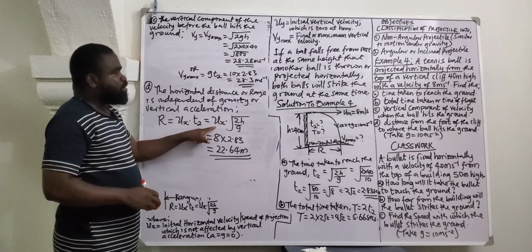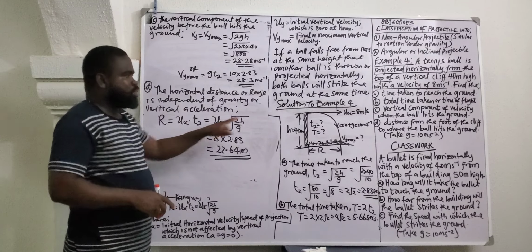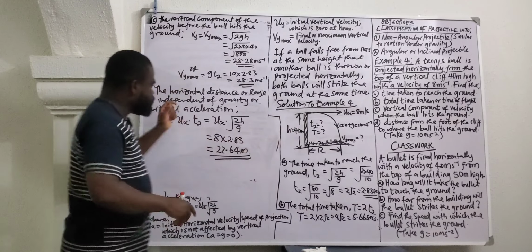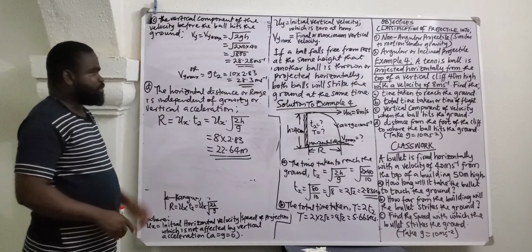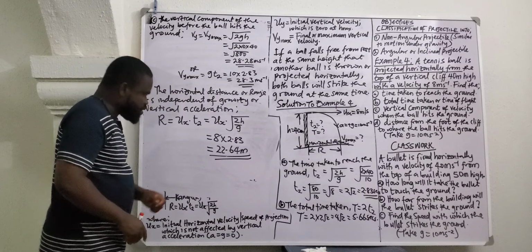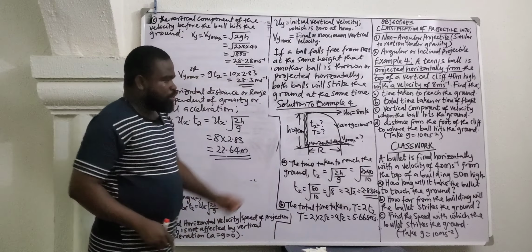So anytime you are asked to find the range or horizontal distance, just use the initial horizontal velocity given to you with which the object is thrown or projected. Use it to multiply the time it takes the body to fall to the ground. You will get the range.